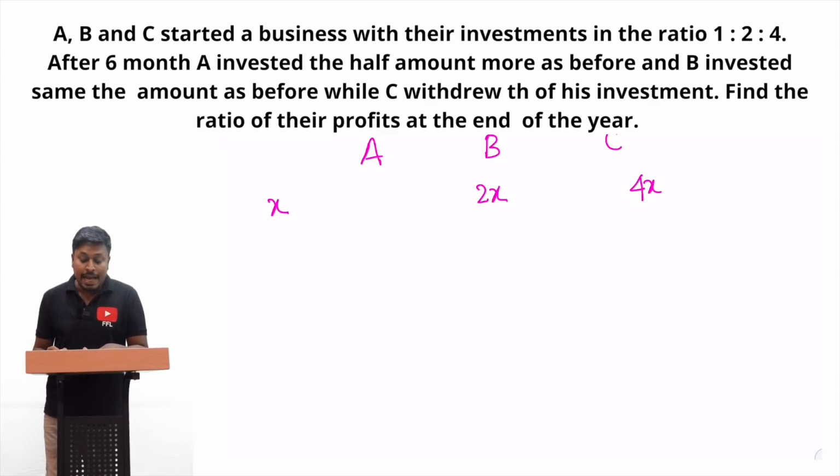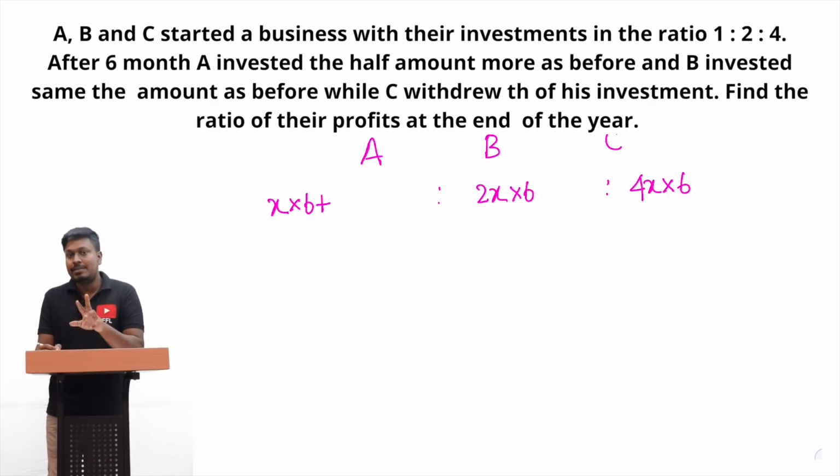So after 6 months, the initial investment will be x into 6, plus 2x into 6, plus 4x into 6. Got it or not? Because their initial investments are in the ratio x, 2x and 4x, for the first 6 months they will be investing this amount. So x into 6, 2x into 6 and 4x into 6.